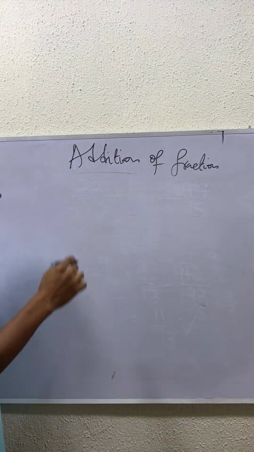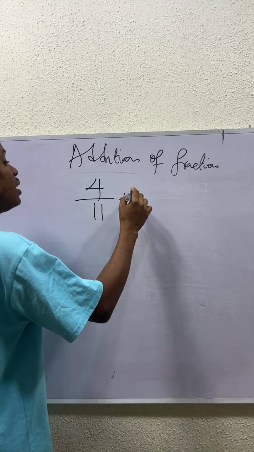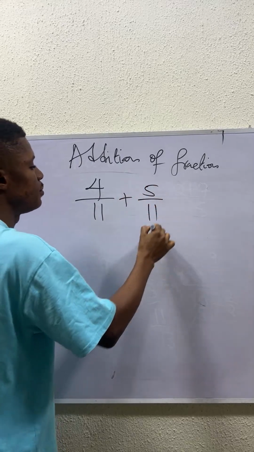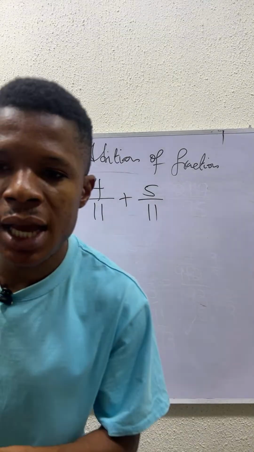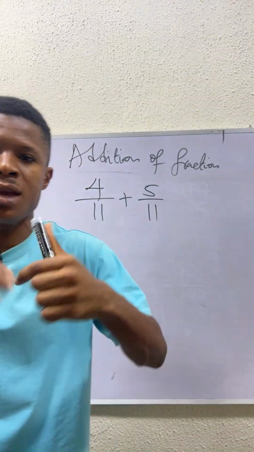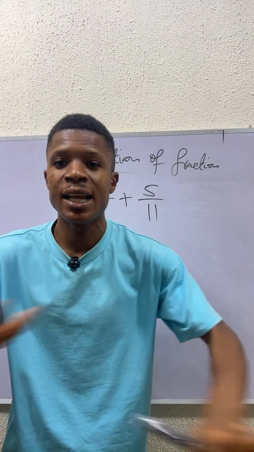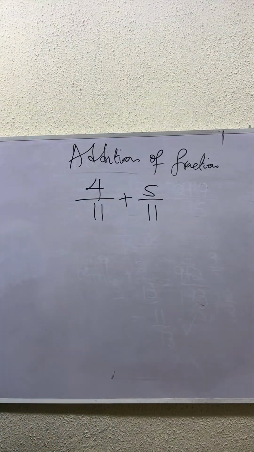Okay, so let's look at this. Let's look at 4 over 11 plus 5 over 11. You asked, what if they do not have the same denominator? We are going to come to that. Just stay tuned and understand how we tackle everything like this. So let's look at the next one again.